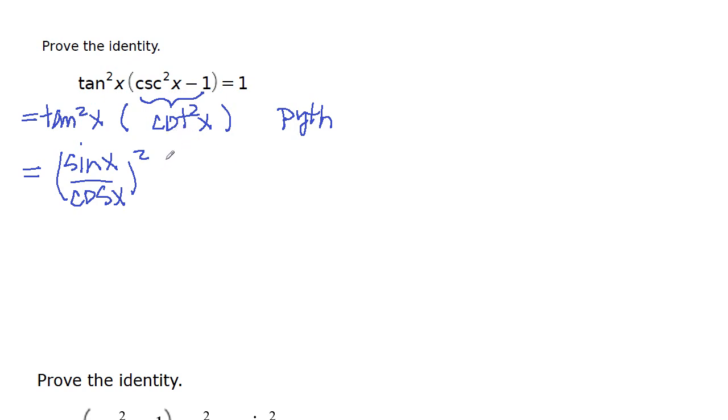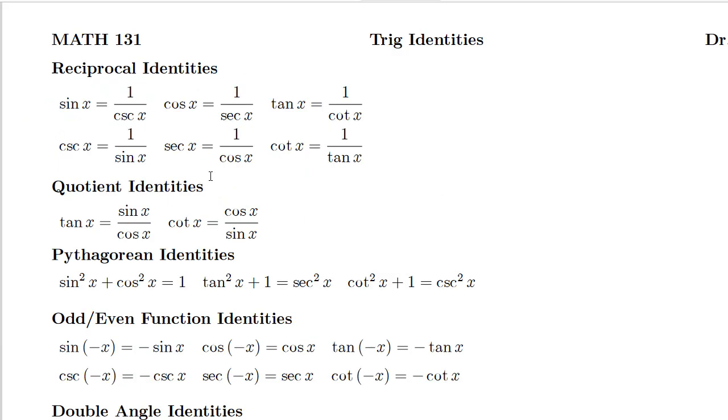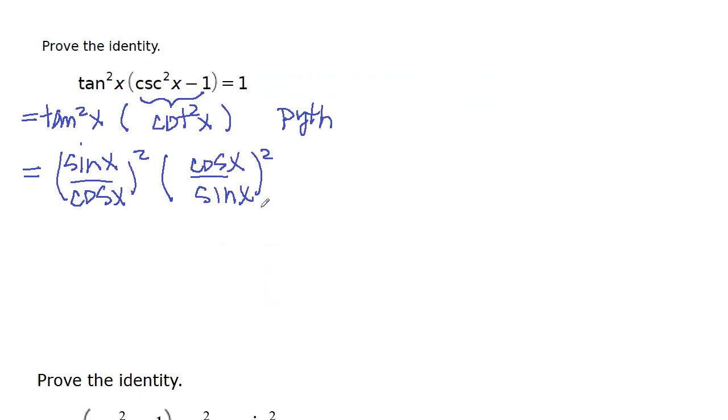And then cotangent x squared. Cotangent is cosine x over sine x. And then that gets squared. So both of those are the quotient identities. Those are right here. Tangent is sine over cosine. Cotangent is cosine over sine. And so this was quotient identities. And then to square a fraction, you just square the top and the bottom. So we square the sine. So that's sine squared x.